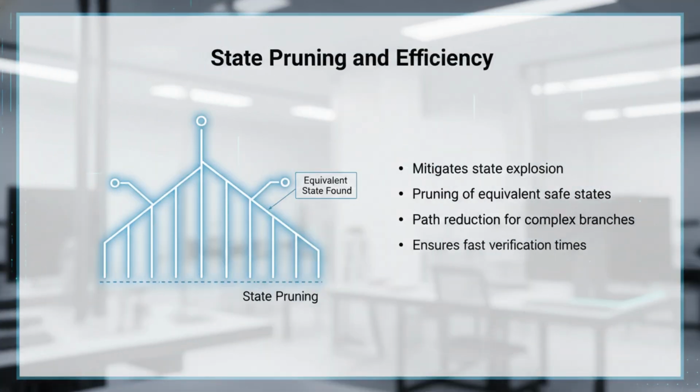Verifying every possible state could lead to a state explosion problem, especially in complex programs with many branches. To handle this, the verifier uses state pruning. When the verifier reaches a code location it has visited before, it compares the current register states with the previously verified states. If the current state is equivalent or subset to a known safe state, it can stop exploring that path, knowing it is already safe. This is essential for keeping verification times fast, even as eBPF programs grow in complexity and size.